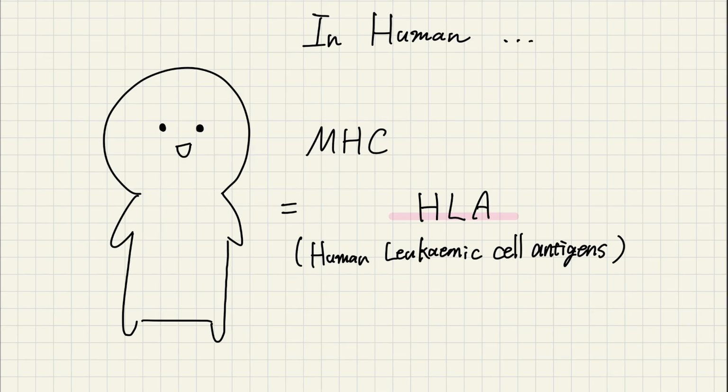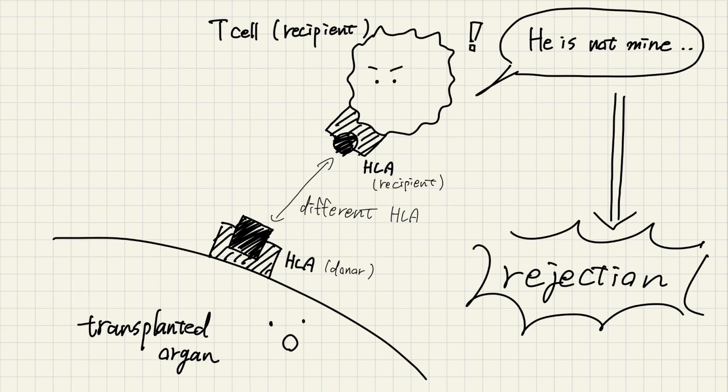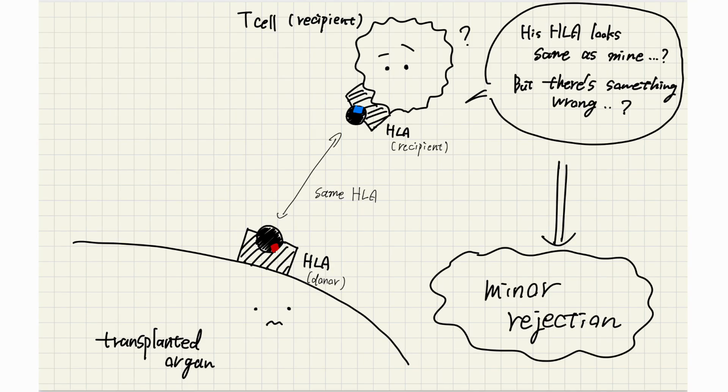MHC in humans is known as human leukocyte antigen, HLA. The rejection that occurs in organ transplantation occurs when this HLA is different between the donor and recipient and T cells recognize it as non-self. However, rejection can occur despite this HLA match.